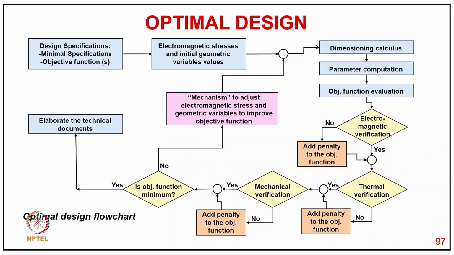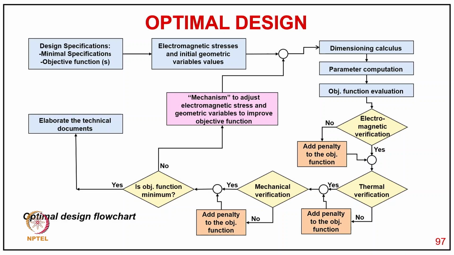Now coming to the optimum design flow chart, we start with the design specification with minimum specification and an objective function, then electromagnetic stress calculation and initial geometry variable calculation. We go to dimension calculation, then parameter computation, objective function evaluation, then electromagnetic verification. If yes, go ahead. If no, add a penalty to the objective function. Then we go to thermal verification. If yes, go ahead. If no, then add the penalty term. Then go to mechanical verification. If yes, go straight. Otherwise, add the penalty to the objective function.